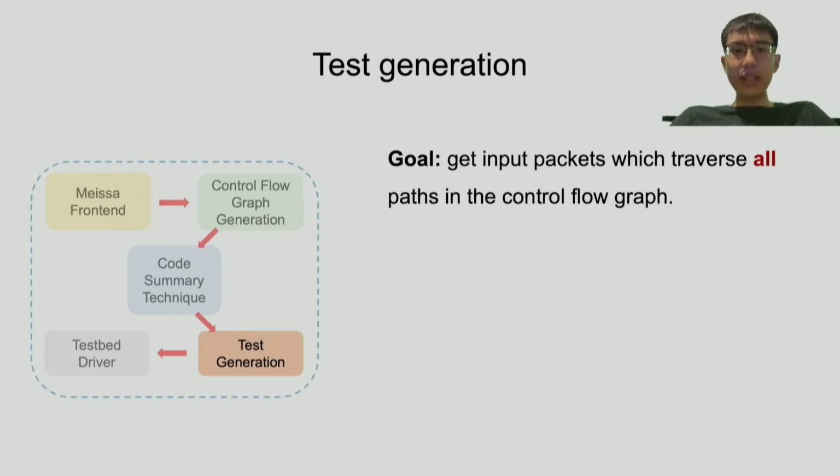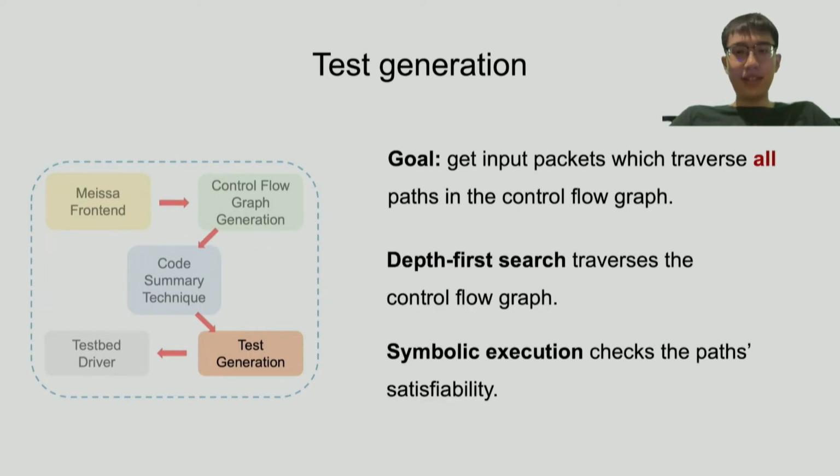Test generation is to generate input packets which traverse all paths in the control flow graph. Meissa leverages DFS to traverse the control flow graph, and symbolic execution to check the path satisfiability and to generate a corresponding input packet. Symbolic execution is widely used in software testing. It collects the symbolic context of each path in the control flow graph, combines the conditions, and emits conditions to an SMT solver to check whether the path is satisfiable.